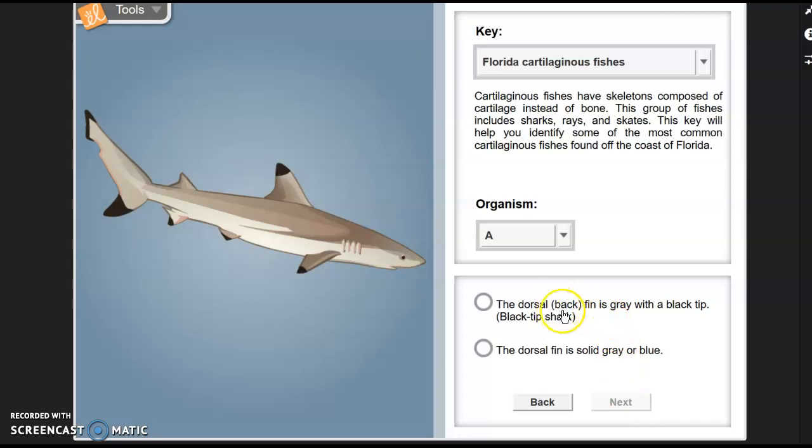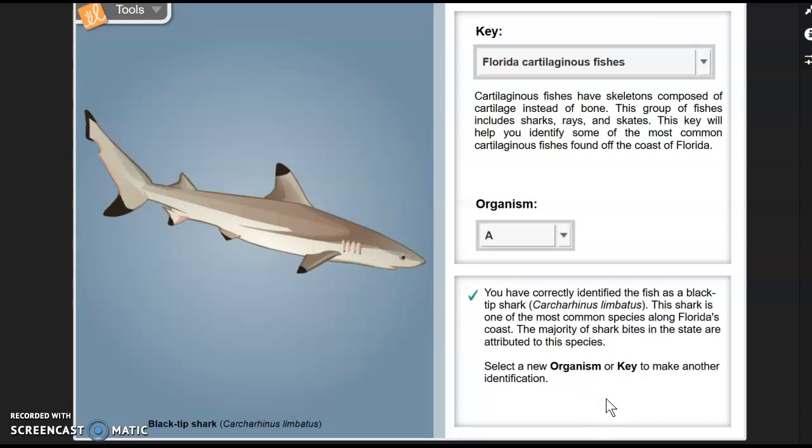The dorsal back fin is gray with a black tip. Right, the back fin, oh, here we are, the dorsal fin, or it's solid gray or blue. Well, it's black tip. And there we have it. We have identified that as a blacktip shark. It's one of the most common species along Florida's coast.